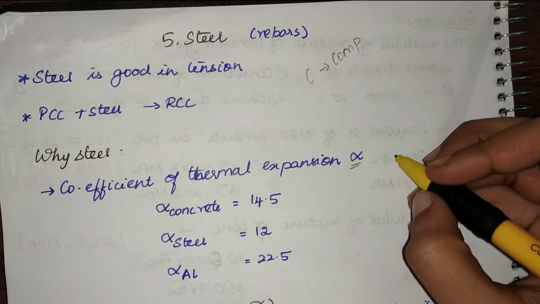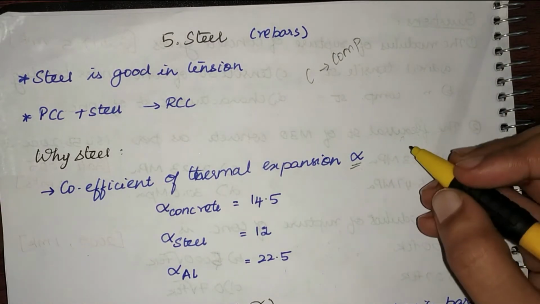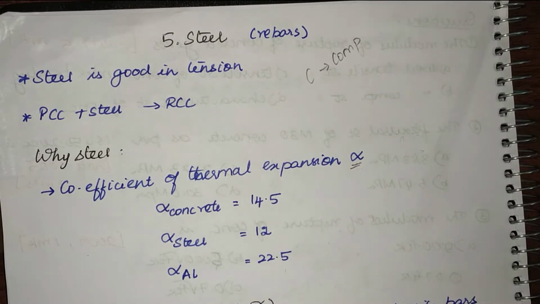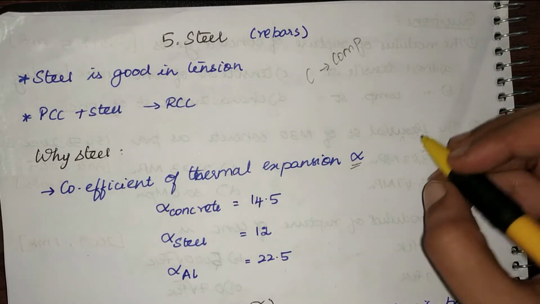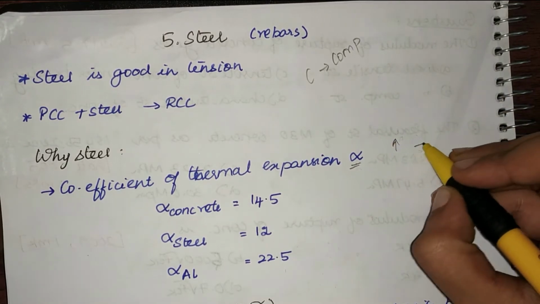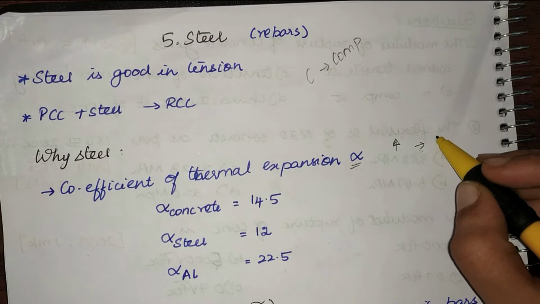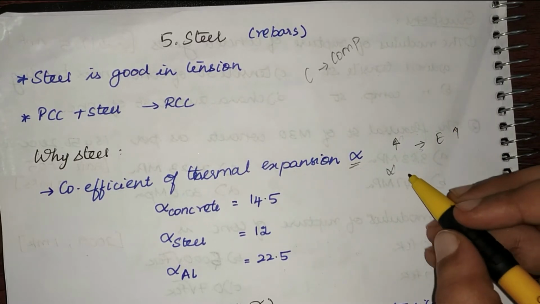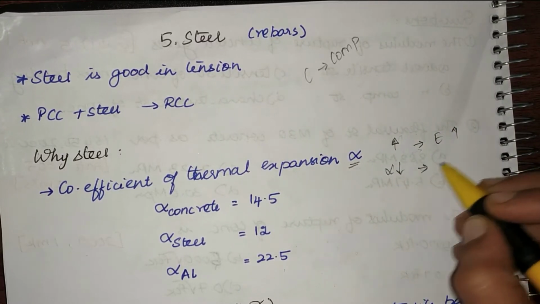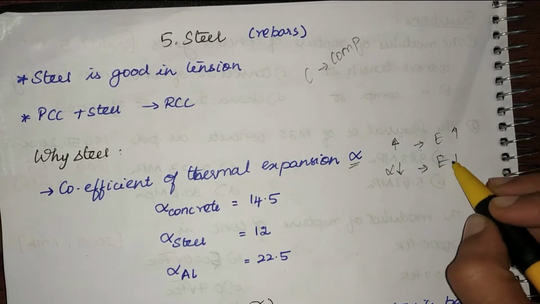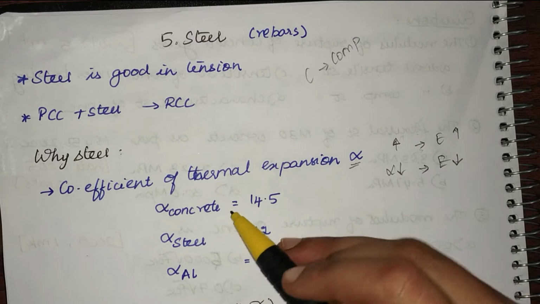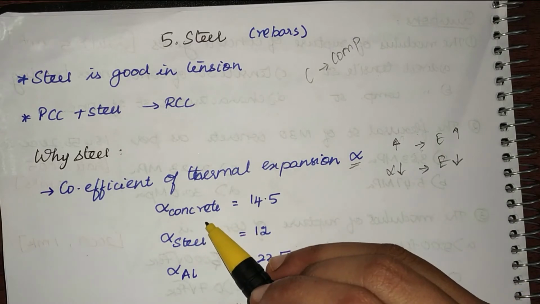So coefficient of thermal expansion is the rate at which the material expands when it is exposed to high temperatures. If my thermal expansion is high, then it means that even for low temperatures, my expansion will be high. If my coefficient of thermal expansion is low, then even for high temperatures, my expansion will be less. So let us look into the thermal expansion coefficient of concrete.